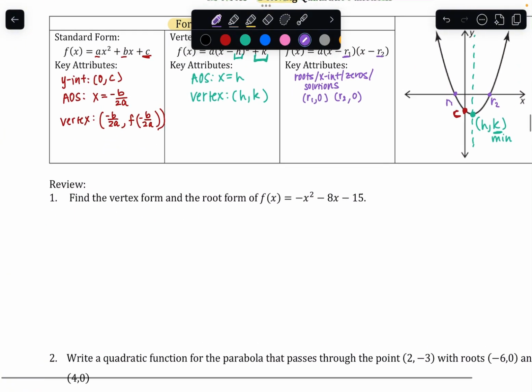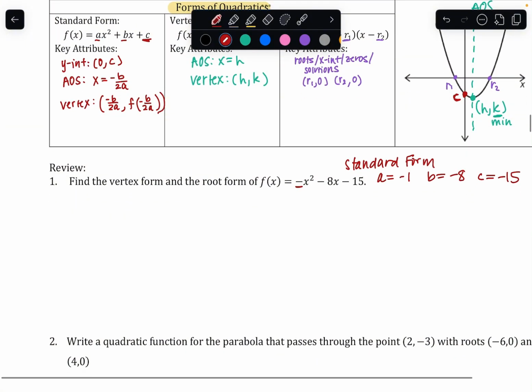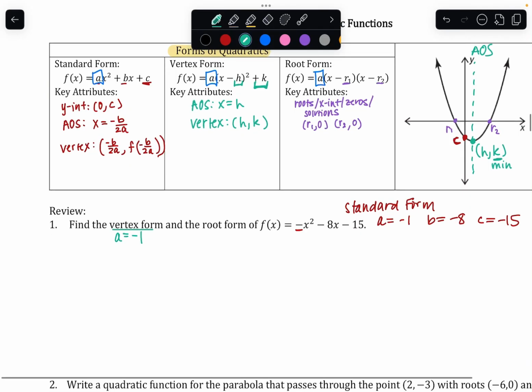So we're going to do some review. Here we're given standard form. We can see that A equals -1, B equals -8, and C equals -15. We want to find the vertex form. In all of these forms, the A value is the same. The same A value appears in all three equations, so we already know that A is -1 right off the bat.